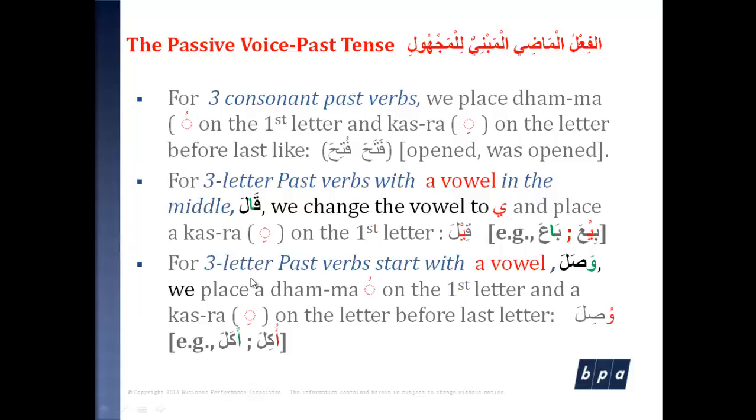For three-letter past verbs that start with a vowel, like wasala, arrived, we place a dhamma on the first letter and a kasra on the letter before the last letter. So basically a kasra on the middle letter. So wasala becomes wusila. We place a dhamma on the first and a kasra on the letter before last, which is the middle here again, and it's wusila.